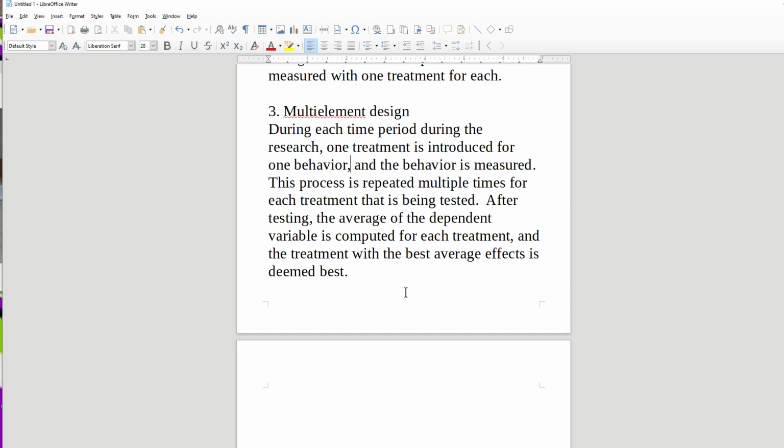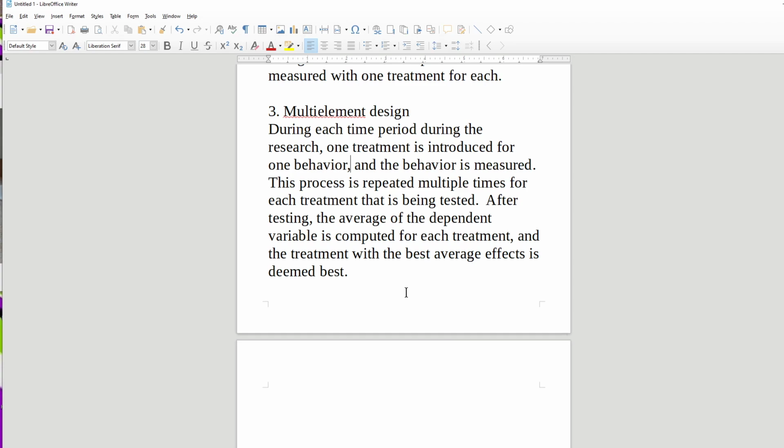Okay, you use the multi-element design when you've got several different ideas for how you might affect one behavior. So let's say we've got a dog that's destroying our furniture. We have some ideas we think will get the dog to stop destroying this furniture, and we want to see which of the ideas we have is best.